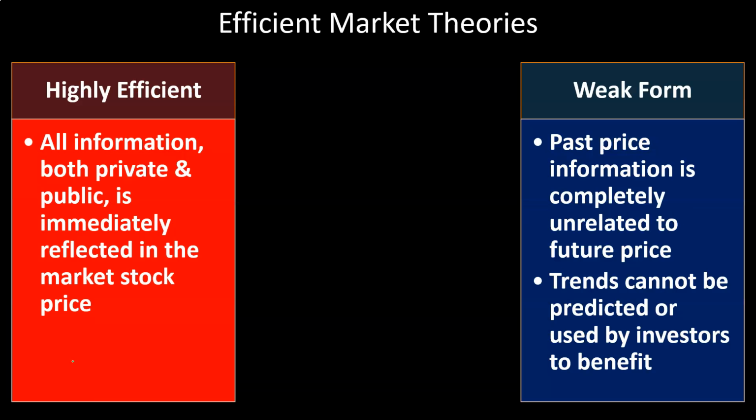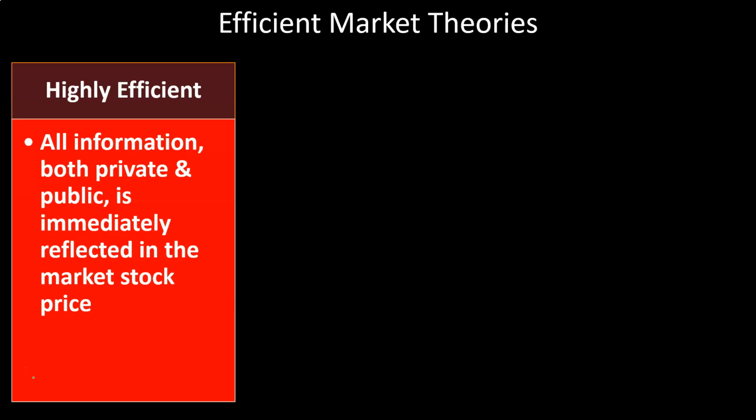So then we have our theories with regards to the markets, and these are just broad theories. You can think of this more as a spectrum rather than three buckets that you'd fall into. We have the highly efficient perspective, which would be that all information, both private and public, is immediately reflected in the market price. If you had this perspective, you'd be at the tail end, where you're saying the markets are highly efficient. You can depend on the markets.